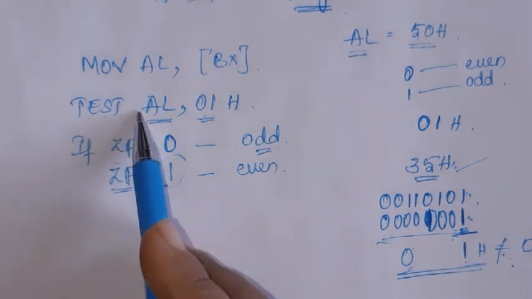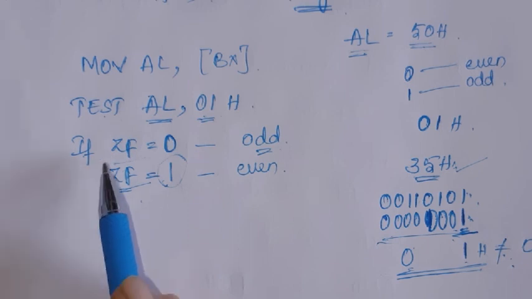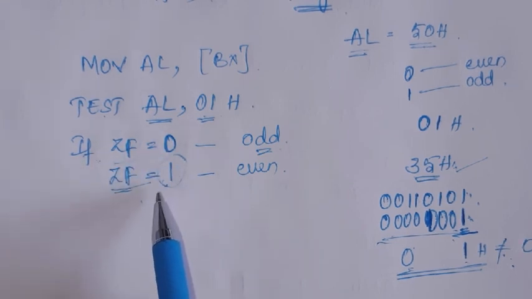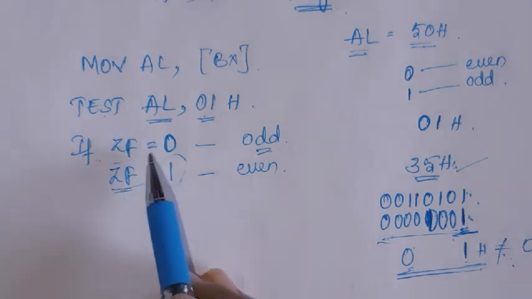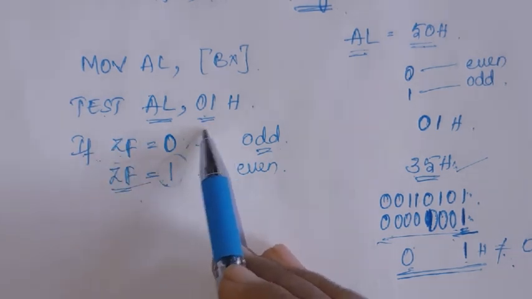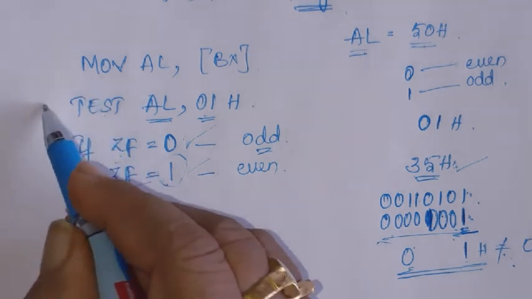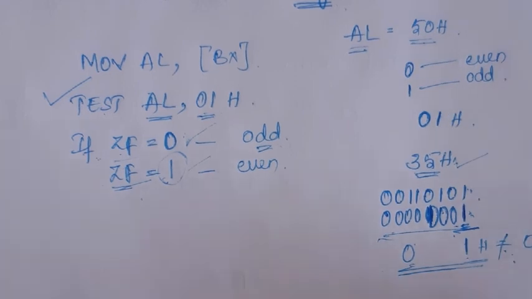So after this instruction, generally you will have a conditional check, an instruction which verifies the condition of the zero flag or any flag. Okay, so the zero flag condition is verified. Depending on the zero flag condition, whether it is 0 or 1, the next instructions will follow. So this is how the test instruction is used. So these are the logical instructions. We'll continue in the next video.